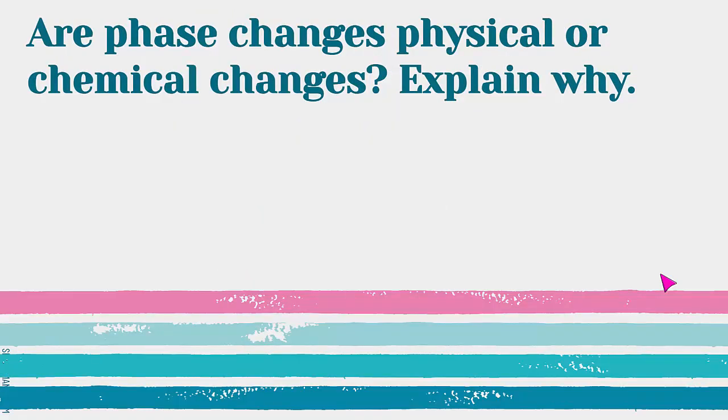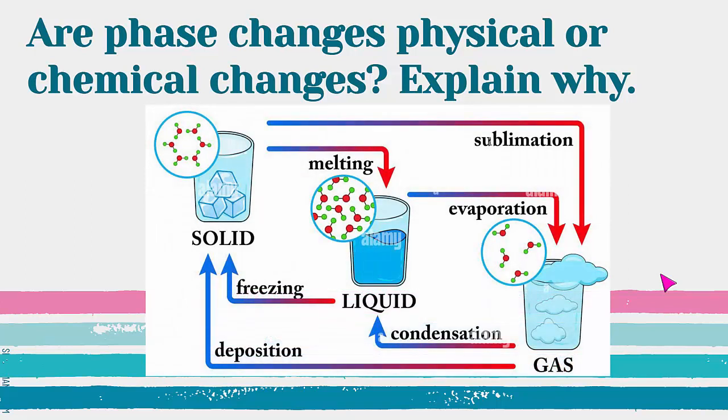Okay, this is a crucial concept to understand. Are phase changes physical or chemical, and why? Well, when we talk about melting or freezing or vaporizing something, is it the same chemical in the end, or did we create a new chemical? In this case, it is the same chemical. If you freeze water, it is still water. It's just solid now. So all of these phase changes are still water.